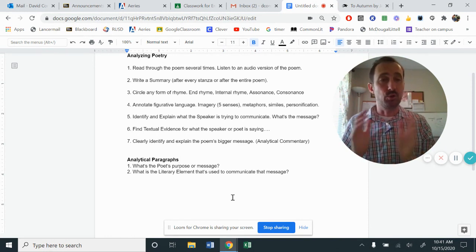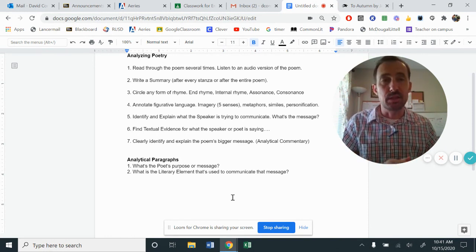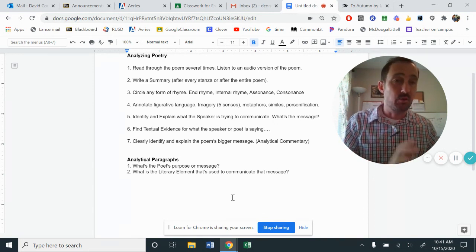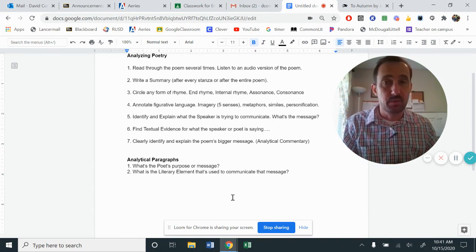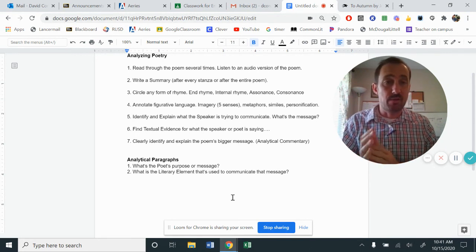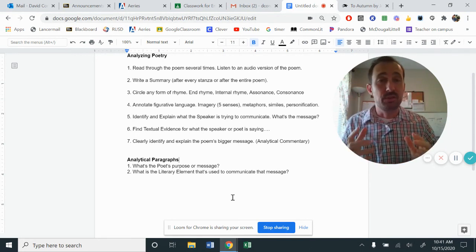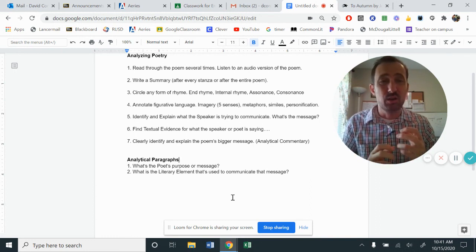Take the time to go to your poem. Remember, you're going to select one poem and you're going to analyze that one poem and then conduct the analytical paragraph writing for it, okay? Please message me, email me if you have any questions or concerns. Hopefully this is a fun activity for you because you get to kind of invest in your piece of poetry.